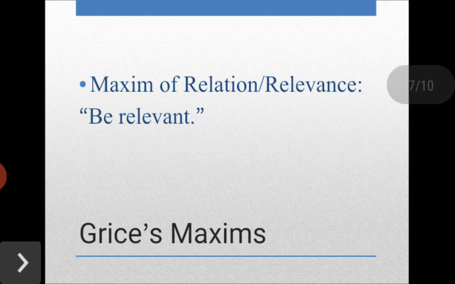Then we have a third maxim, which is the maxim of relation or maxim of relevance. This one is really short in terms of the definition. It says only be relevant. I would say also be coherent to the context where the conversation or the spoken interaction is taking place, right?